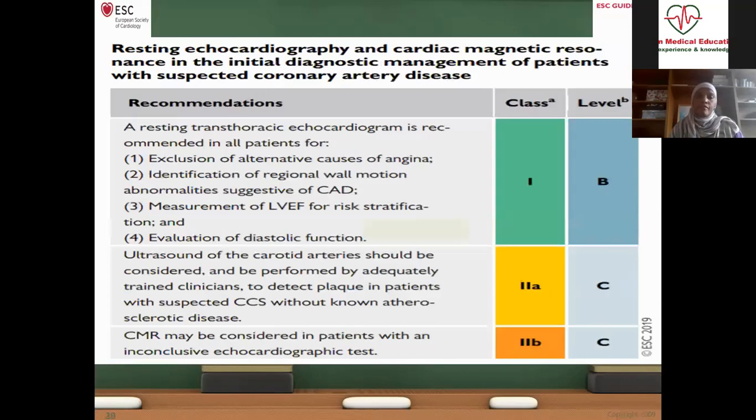This slide shows the recommendation for the echocardiogram in the assessment of patients with coronary syndrome. Next.